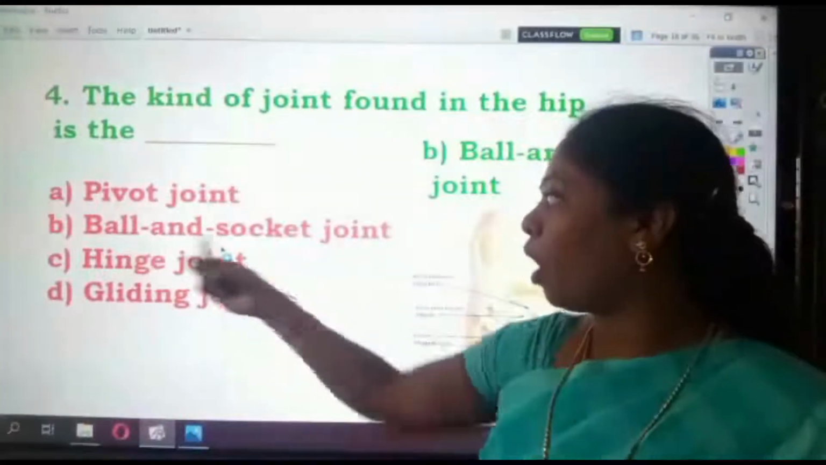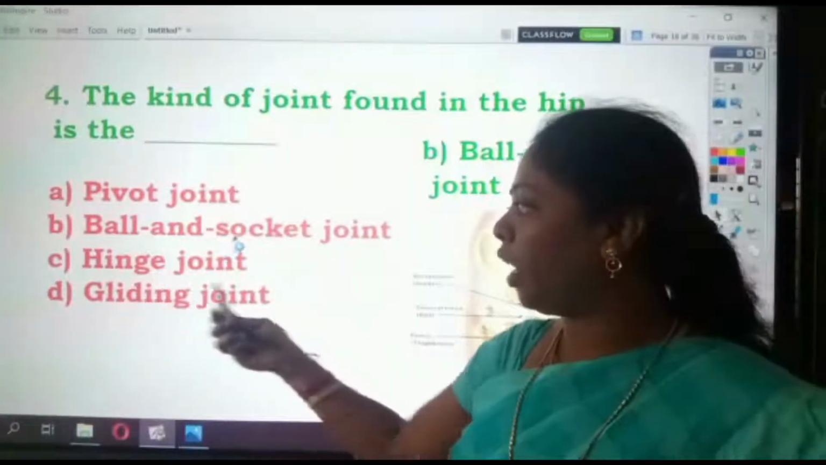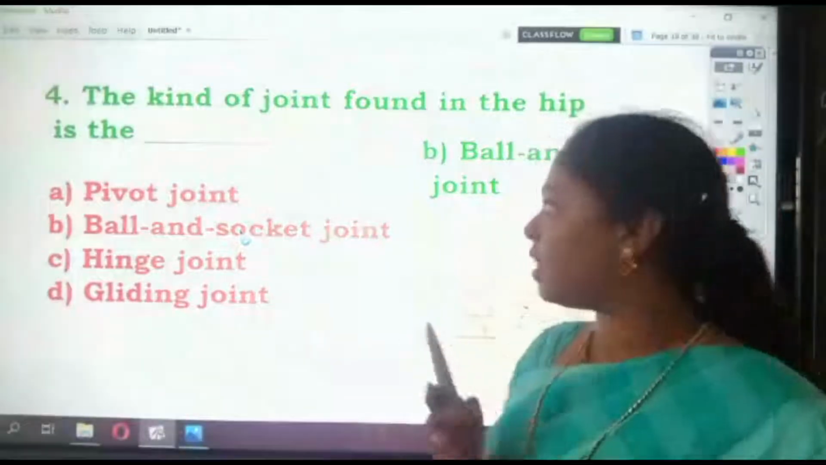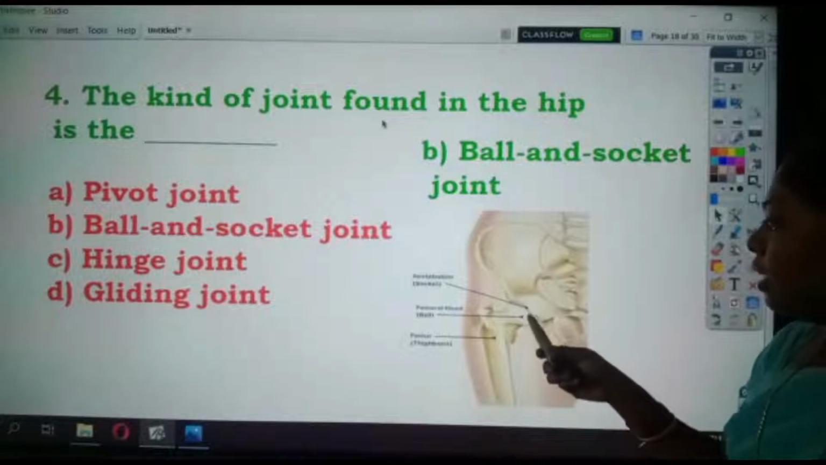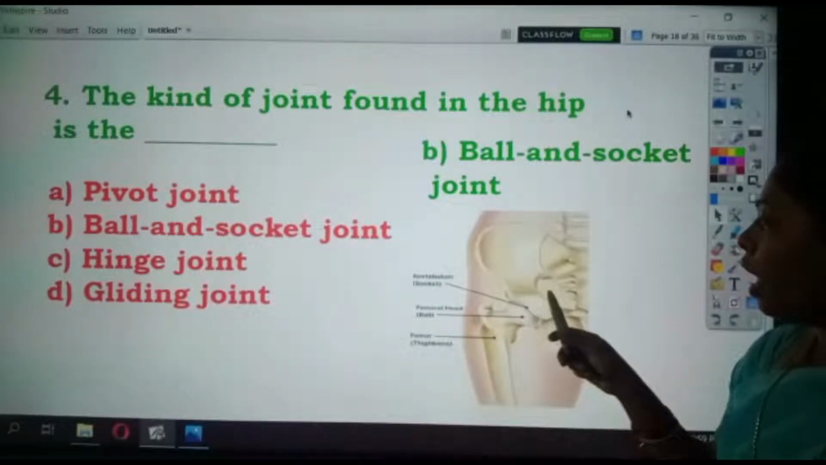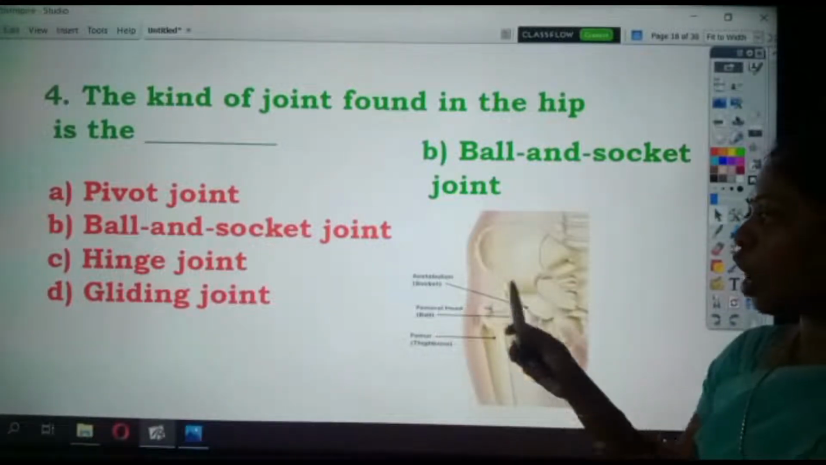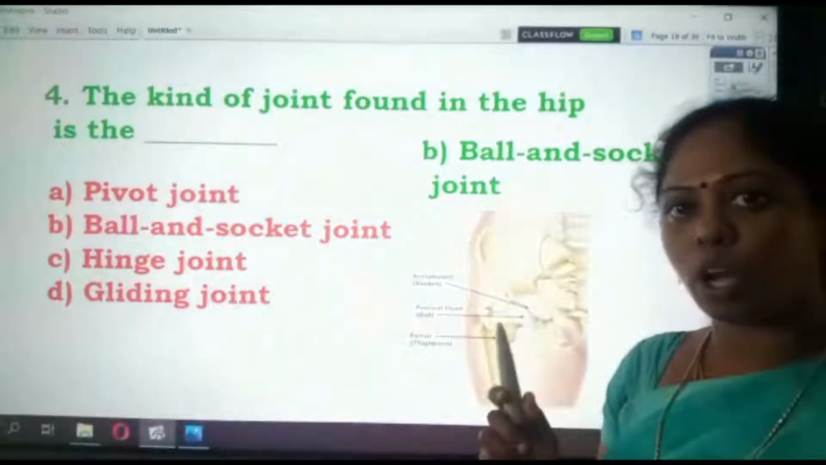Pivot joint, ball and socket joint, hinge joint, gliding joint. Which one is the correct answer? It is ball and socket joint. Can you see, children? This bone acts like a ball and this bone acts like a socket. So it is called a ball and socket joint.